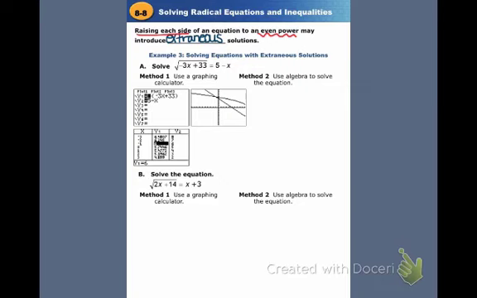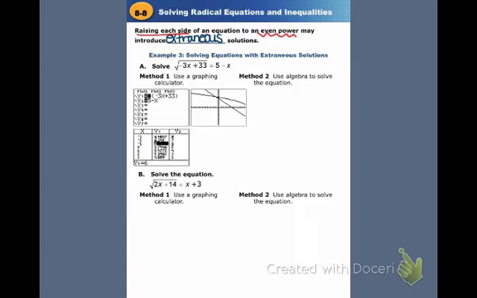So we're going to go ahead and utilize our technology, our graphing calculator, to have a little better understanding of when these extraneous solutions occur. So if you don't have your graphing calculator, pause the video now and go and get it.